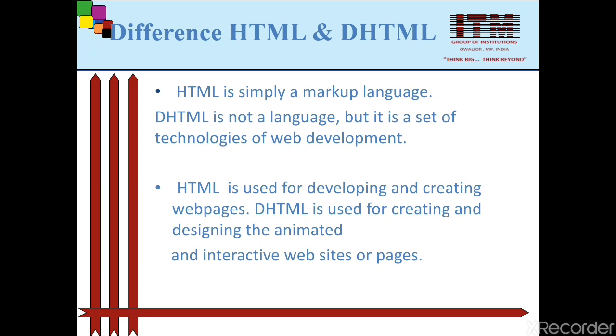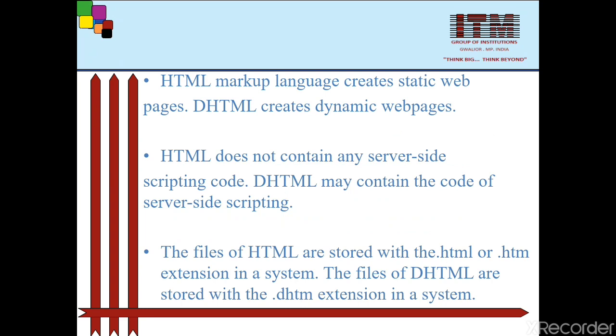Second difference is, HTML is used for developing and creating web pages, but DHTML is used for creating and designing animated and interactive websites or pages, because in HTML we cannot use animation. HTML markup language creates static web pages and DHTML creates dynamic web pages. This is the next difference.